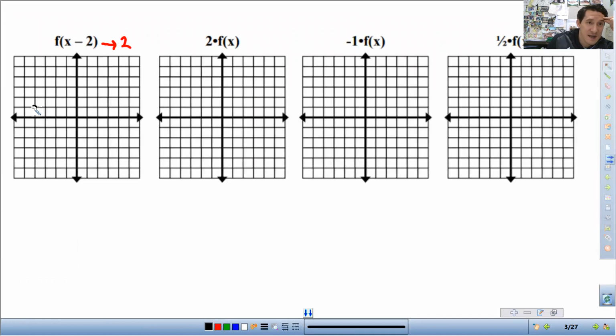Real quick, I'm going to sketch out those points there. So here is the original parent function. And then for each of those, I'm going to go to the right 2. So starting here, right 1, 2, 1, 2, 1, 2, here 1, 2, and 1, 2. Connect the dots.